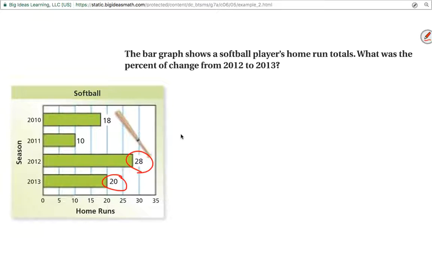Well, if you go from 28 to 20, that's a decrease. Well, how much is that decrease? Well, the change going from 28 to 20, that's a total of 8. So we can say it's a decrease, which we can say -8 for the change, going down 8, all divided by the original. Well, what's the original?